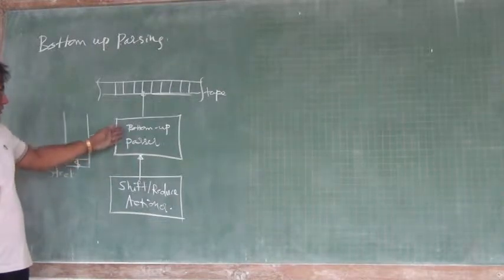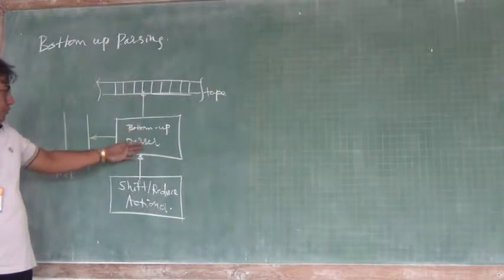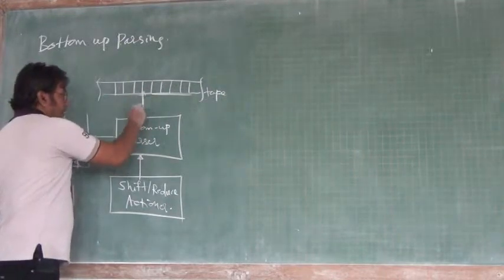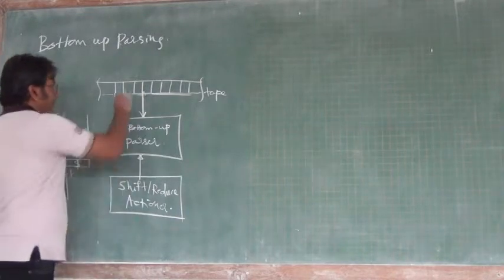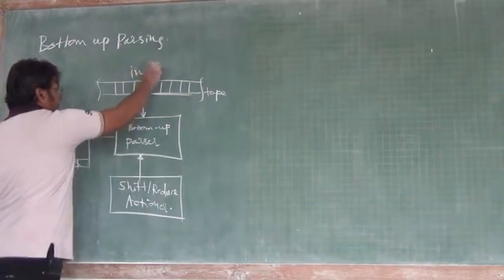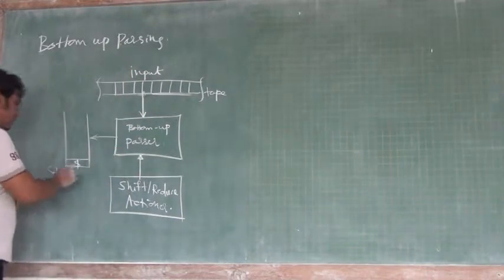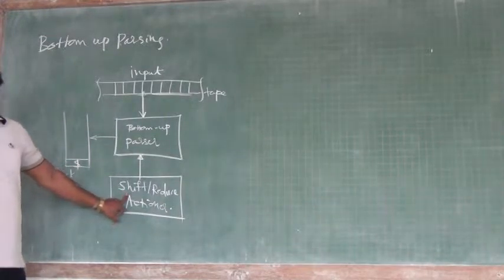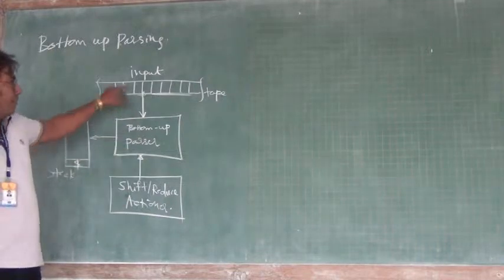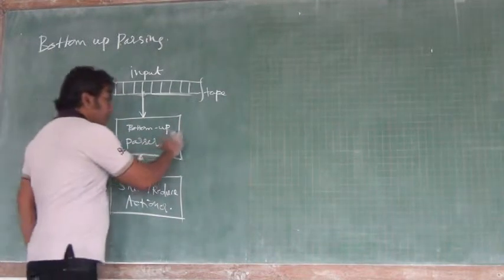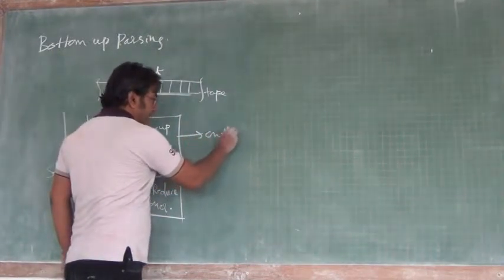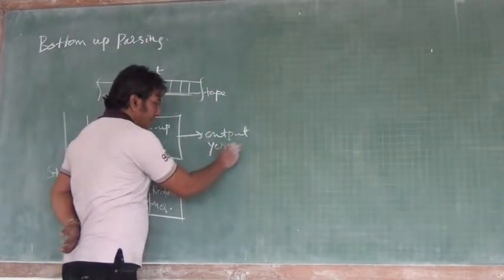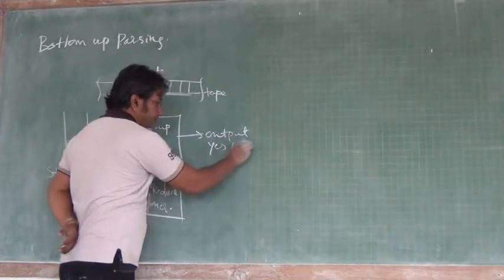Along with it, what does the bottom-up parser do? The bottom-up parser takes the input as a tape, from the tape, and it uses the stack, and by using this shift and reduce action, it performs the parsing of a given input and produces the output again in the form of binary output, that is yes or no.